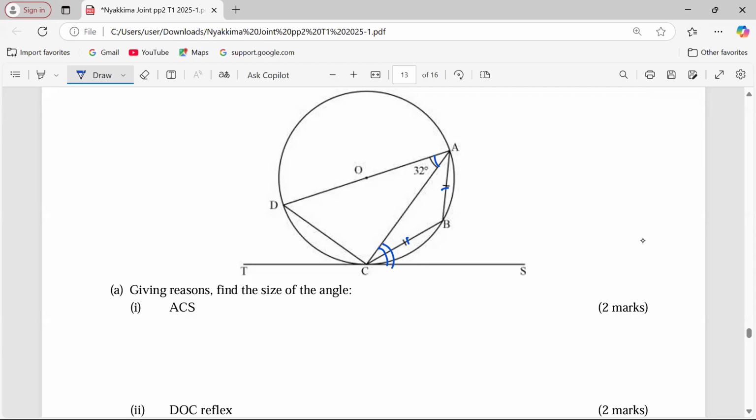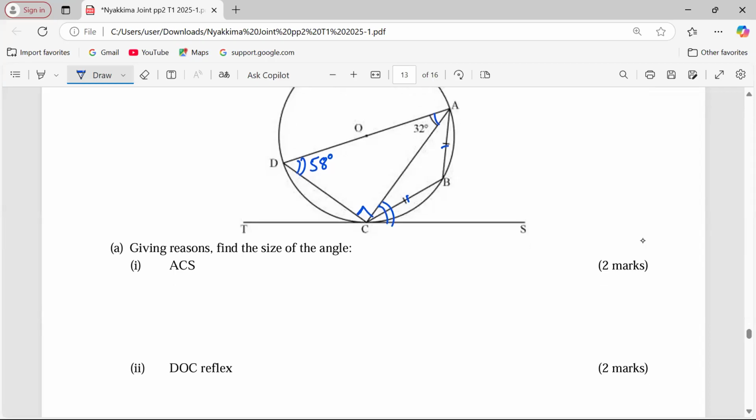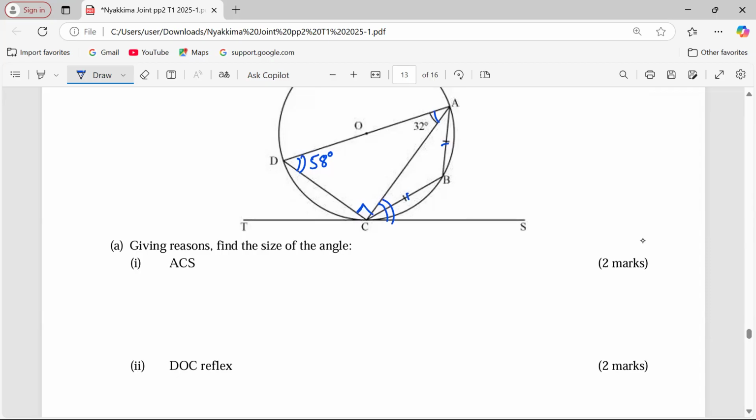We know that DA is a diameter. So diameter subtends an angle of 90 at the circumference. If that is 90 and we have that 32 at that other point, then following the principle about angles inside a triangle, we can conclude that this is 58 because we need to add 58, 32, and 90 for us to get the full angles inside this triangle. If that is so now, we can use a principle here which will help us to argue that the value of ACS is the same as CDA, which is equal to 58 degrees.